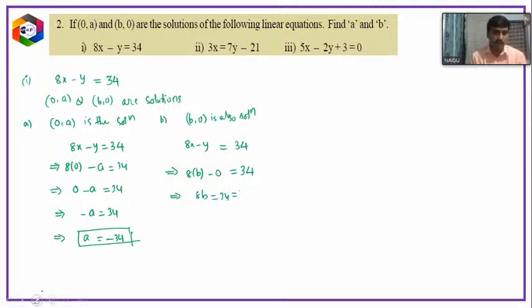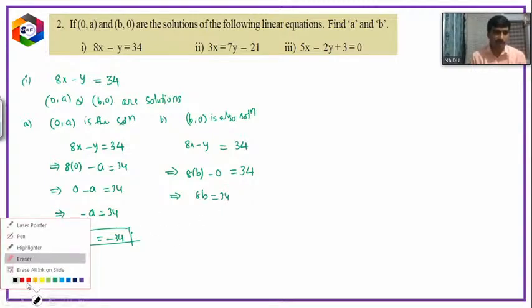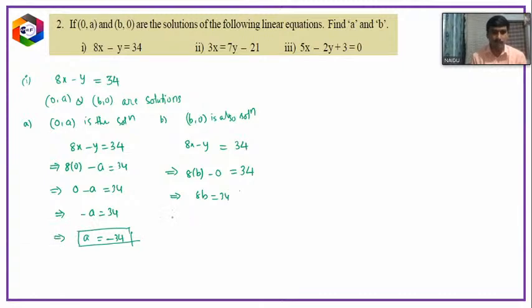So 8b is 34. From this, what will be the value of b? Upon transposing to the right hand side, b is equal to 34 by 8. Dividing by 2, 17 by 4. So the value of b will be 17 by 4. So from this, we get the value of a as minus 34 and the value of b as 17 by 4.